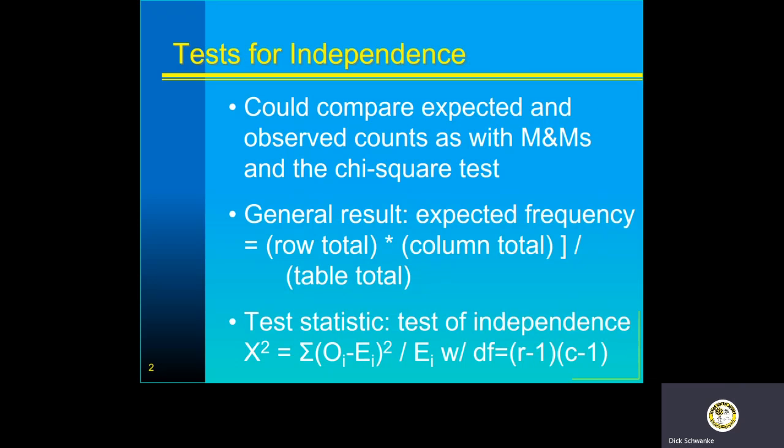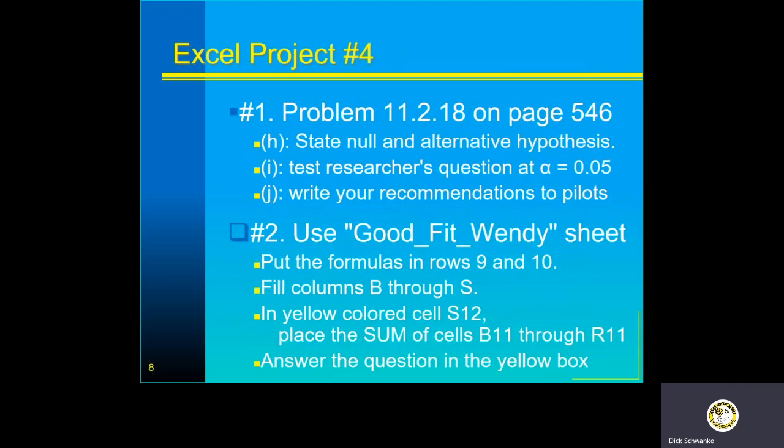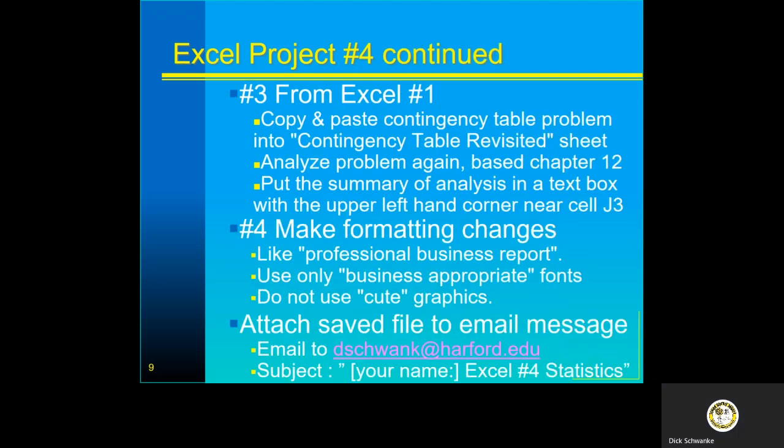You're going to take that number and square it, divide it by the expected, and then remember in the Wendy's we had anywhere from 0 to 16. We're going to add all those numbers up. And we're going to put that sum of all those numbers in some cell S12. By the way, that's going to be 80.7 should be your answer. If you don't get that, you've got it wrong. And then you're going to answer the question in the yellow box.